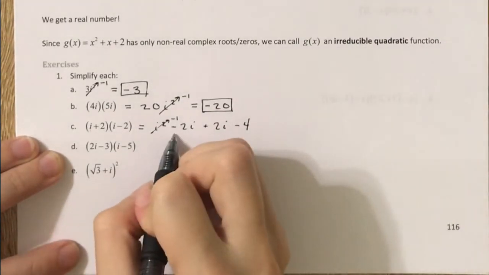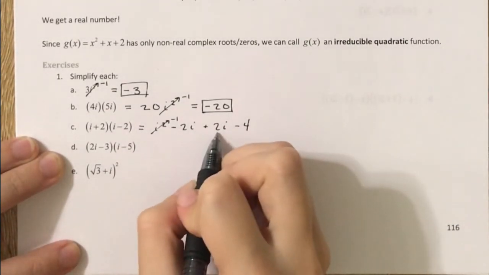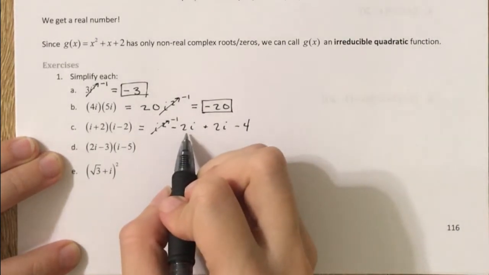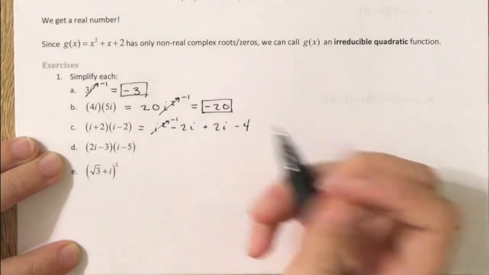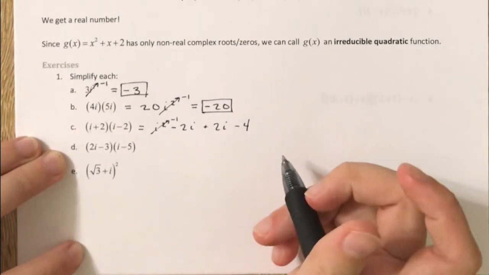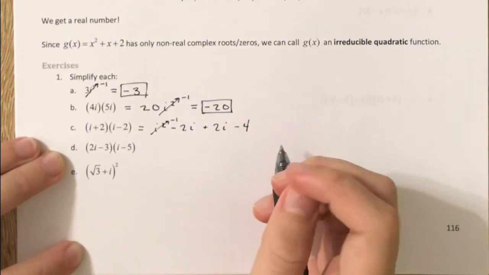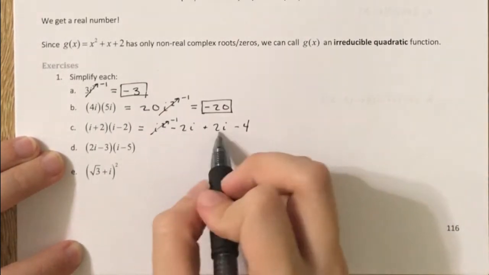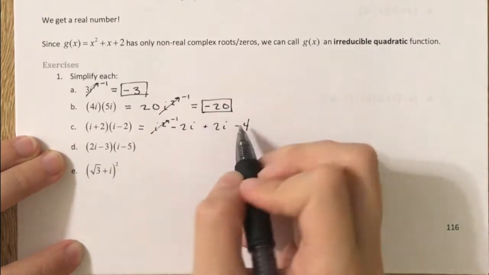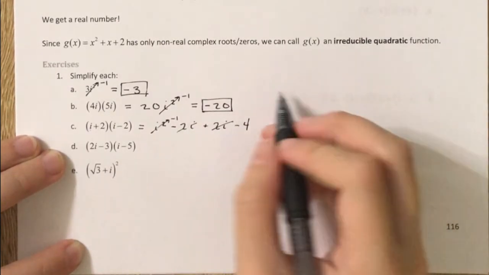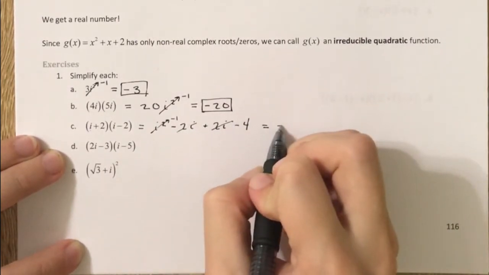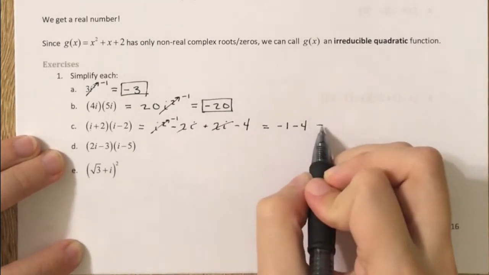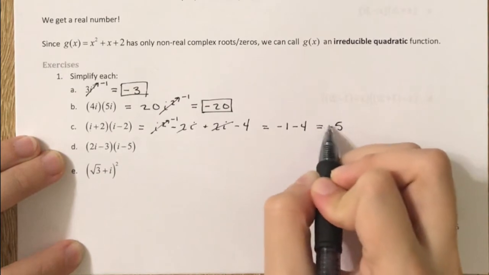But we have something interesting going on. We have negative 2i plus 2i. If I have a negative number and I add the positive version of it, right, negative 2 plus 2 or negative 5 plus 5, that gives me 0. So this is going to give me 0. These guys are going to cancel. So I'm left with negative 1 minus 4. Negative 1 minus 4 is simply negative 5.